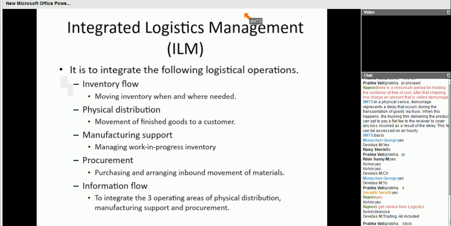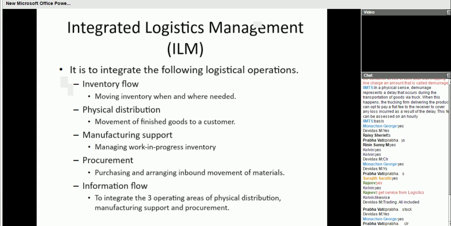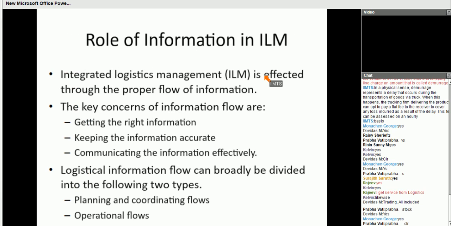Clear? Clear? Okay. Now, what is the role of information in integrated logistic management? Can anyone explain this to me? Or would anyone like to add anything?